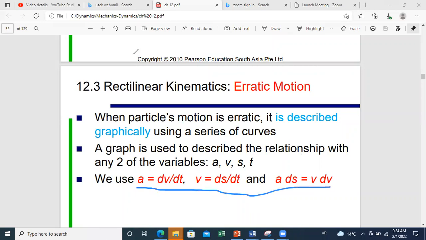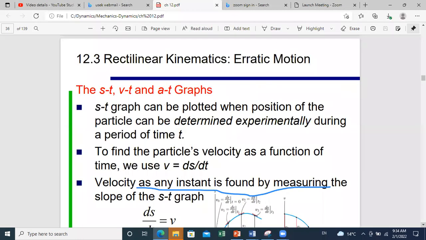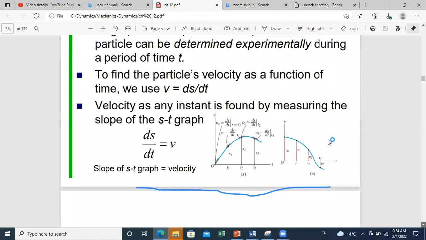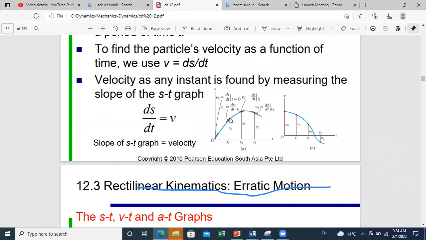So first, for example, if I consider the following graph, if they give me s as a function of time, okay? And from this graph, I want to make a conclusion about the velocity. I should go back to the relation between velocity, position, and time. From this relation, v is the derivative of position with respect to time. And this graphically means what? What can you deduce if I tell you that the velocity is the derivative of s with respect to time?